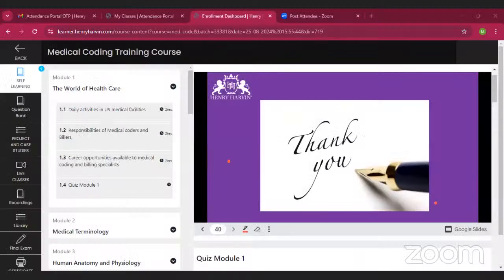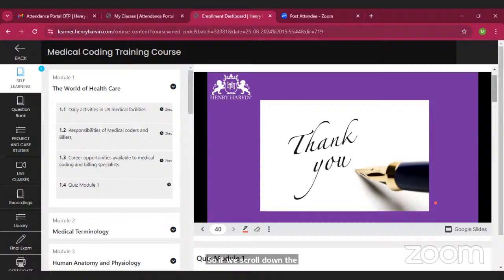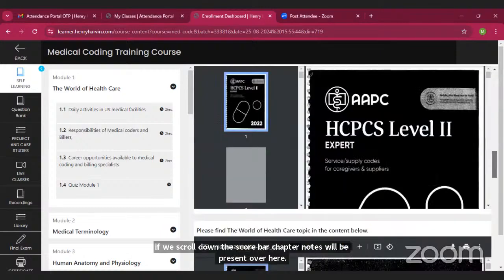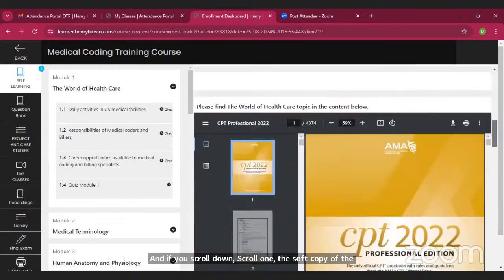So here you can see the portal. This is my trainer portal. After enrolling, you will get the same kind of portal as a student portal. If you scroll down, chapter wise notes will be present over here, and further down, the soft copy of the books will be available.